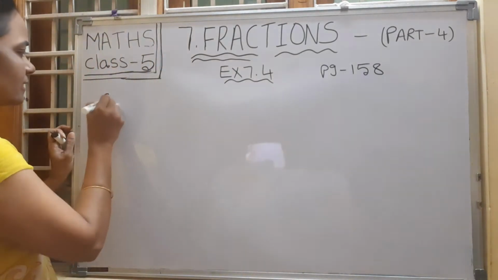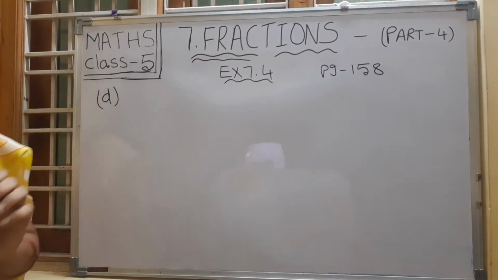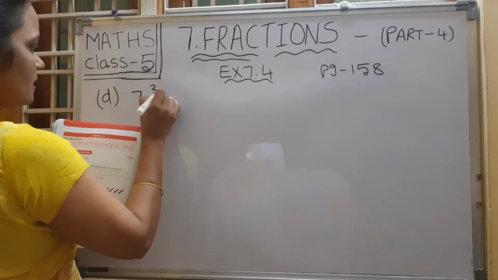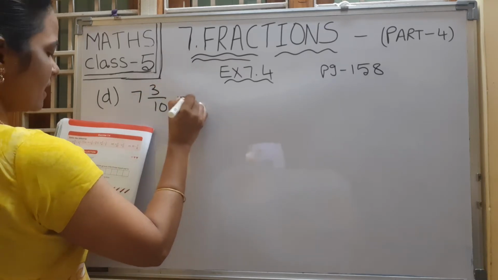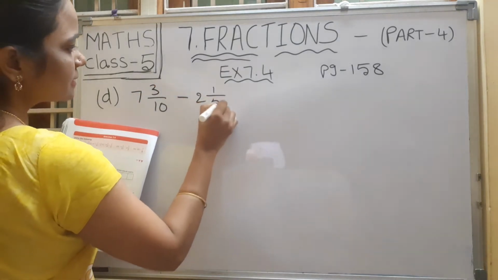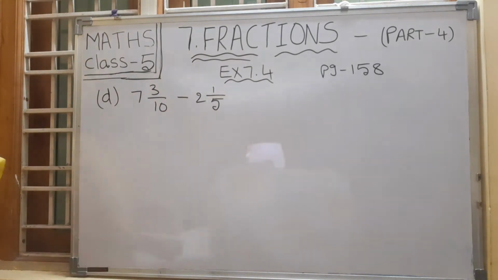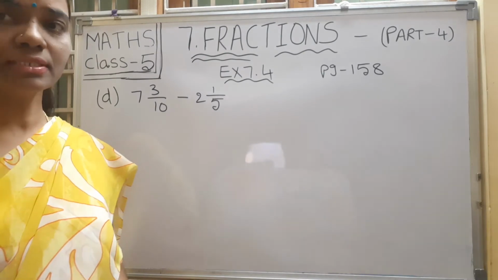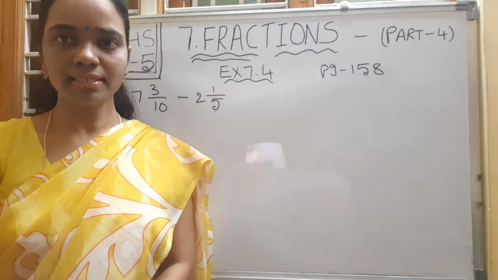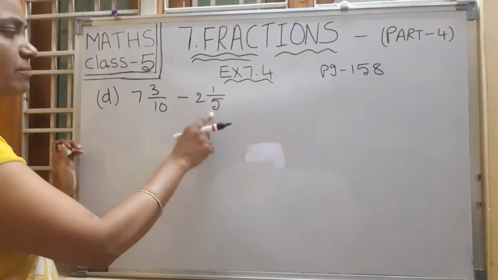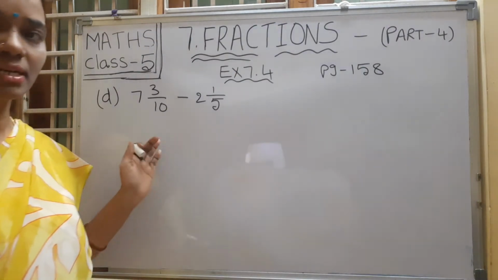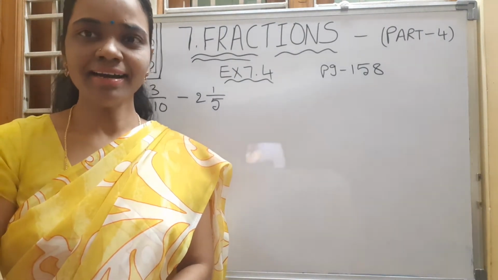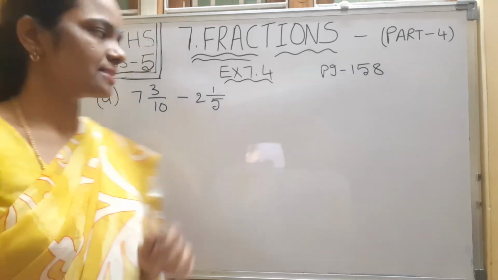Debit, I am taking here. Yes. What is a debit? 7 3 by 10 minus 2 1 by 5. Okay children, we have to take subtraction. First tell me children, what kind of fractions are these? Very good. These are mixed fractions. So first convert these mixed fractions to improper fractions. Then take the subtraction.